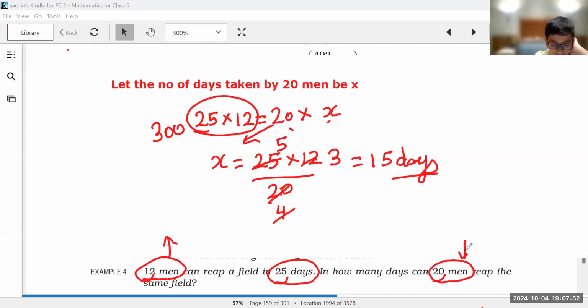Okay, sir. In this we will not use the unitary method, we will use their product. So what if the answer is in decimals? Then you can get decimals also. Who is stopping you? Decimals are allowed.